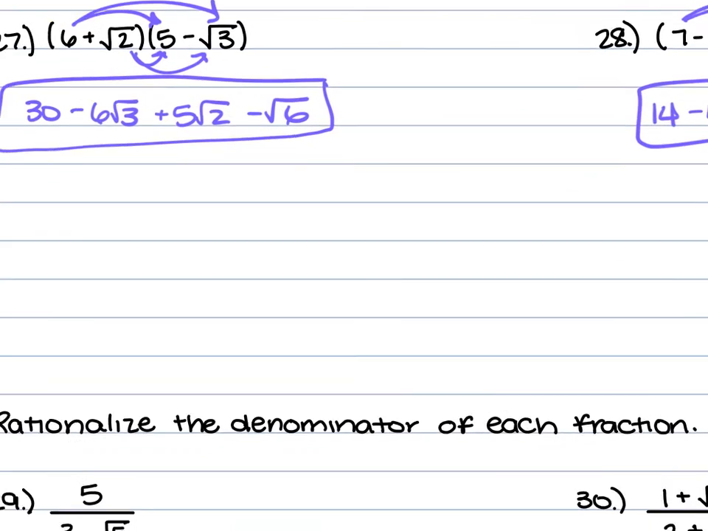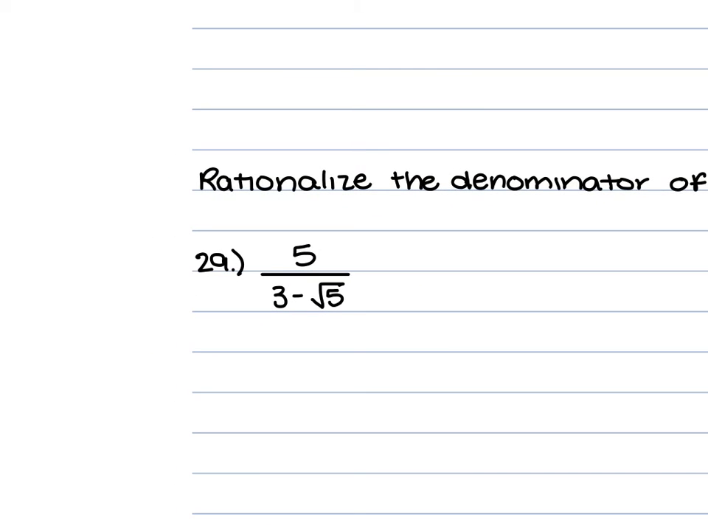For our last section, we are rationalizing these denominators for these fractions. So remember, taking the conjugate of our denominator. So if we look at 29, 5 over 3 minus square root 5, the conjugate of the 3 minus square root 5 is 3 plus square root 5. So we're going to multiply the top and the bottom of this fraction by that conjugate.